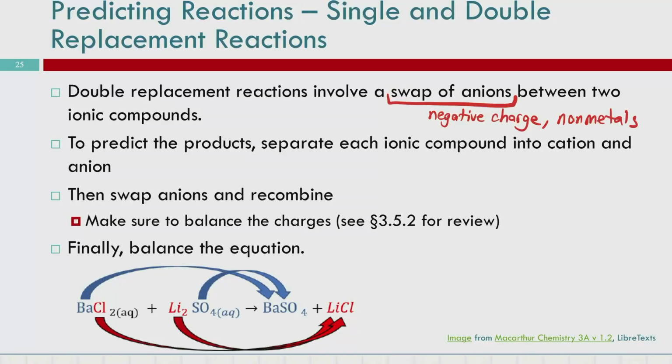we're going to separate each ionic compound. So using the example that we have below, BaCl2, we're going to separate that out. Barium is always Ba2+. Chlorine, or chloride, is always Cl- as chloride. We'll worry about the balancing later.